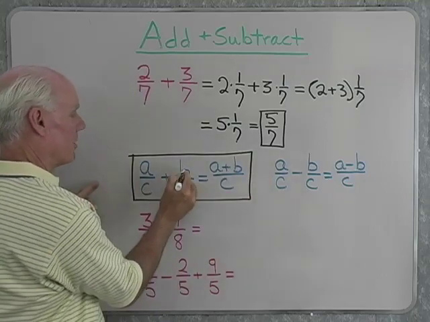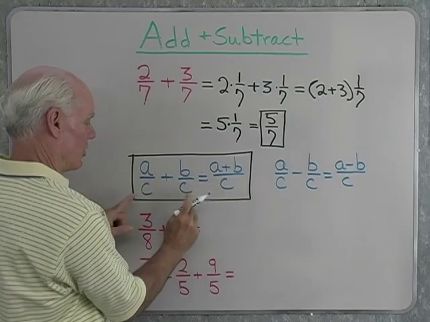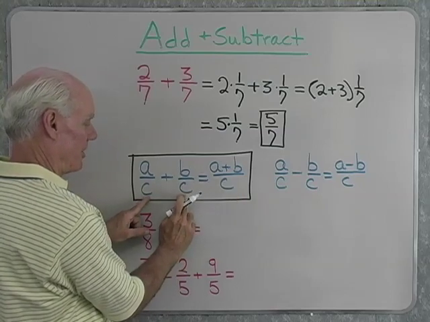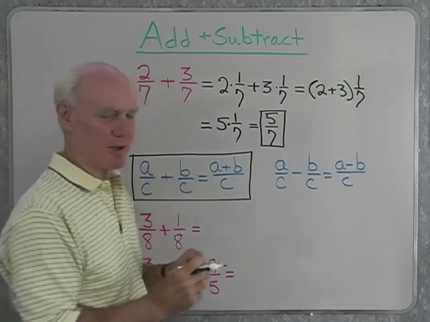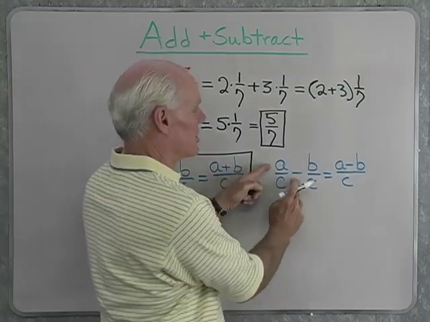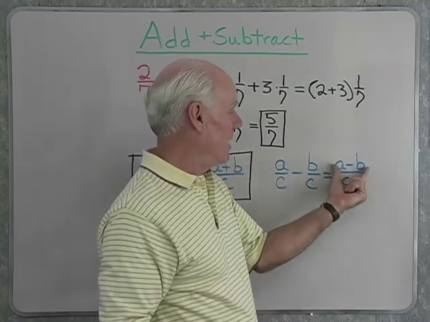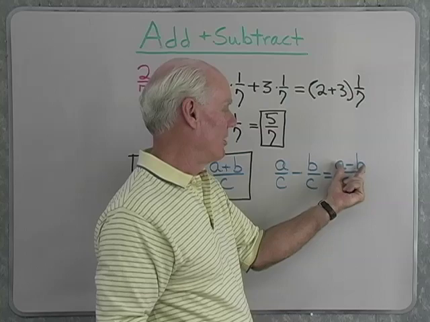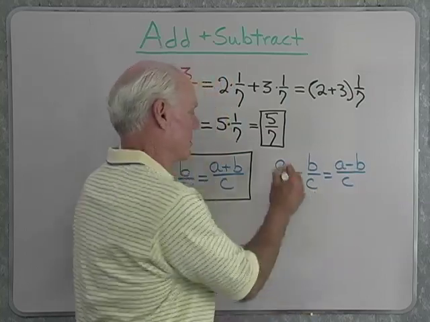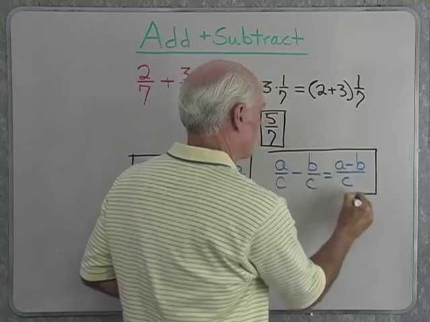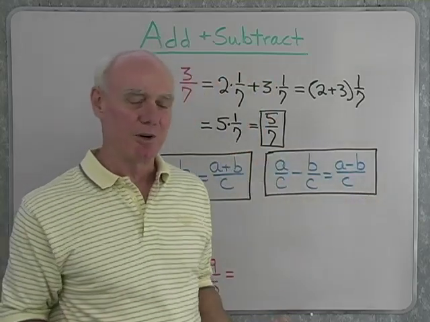A over C plus B over C is A plus B over just C. So the requirement is that the denominators in both fractions are the same, and that's the same denominator that shows up in the answer. A over C subtract B over C, same idea. The answer will be A minus B, subtract the numerators like that, and put the answer over that same denominator that you had to begin with. So it's a requirement for fractions that we have the same denominator to begin with if we want to add or subtract them.